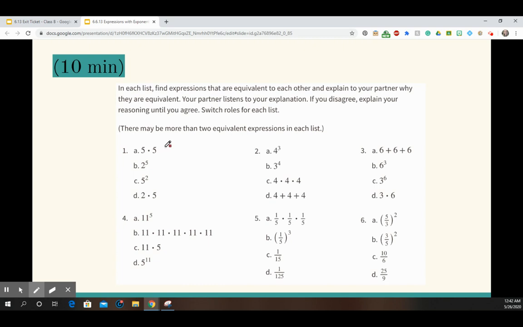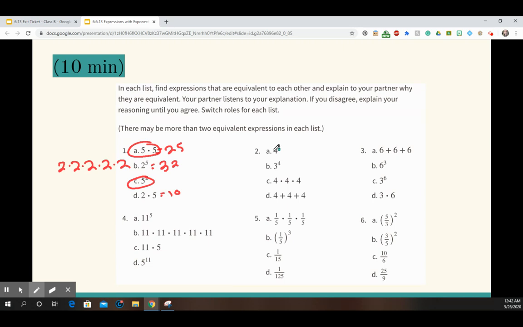So let's look at number 1. We have 5 times 5, and that's 25. For 2 to the 5th, that would be the same as 2 times 2 times 2 times 2 times 2, and that would not be 25. 2 times 2 is 4, times 2 is 8, times 2 is 16, times 2 is 32. Definitely not the same. 5 squared is the same as 5 times 5, so I can use both those. 2 times 5 would be 10. And I don't have to do this for every one once I know how those exponents work, if I'm really comfortable with that. So let's go to number 2.